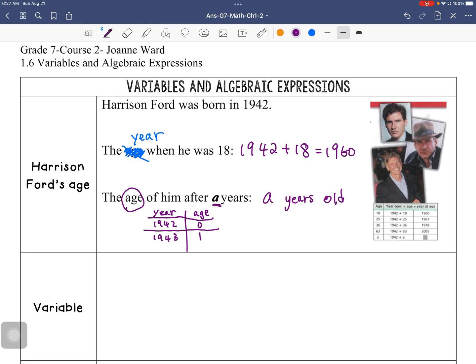So then we also know the year after 8 years, after 1942. Okay, let's just forget about this. I'm sorry, I have to rewrite this question.